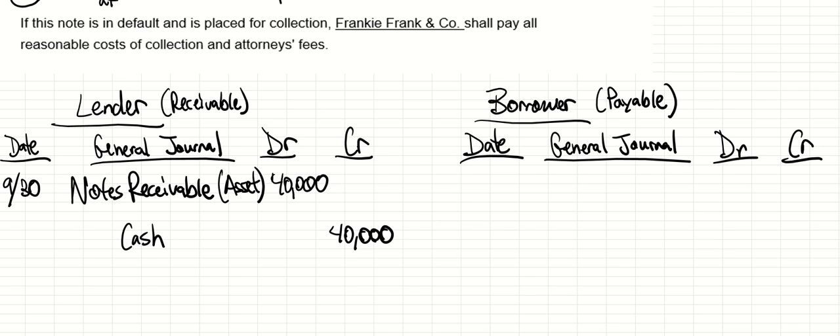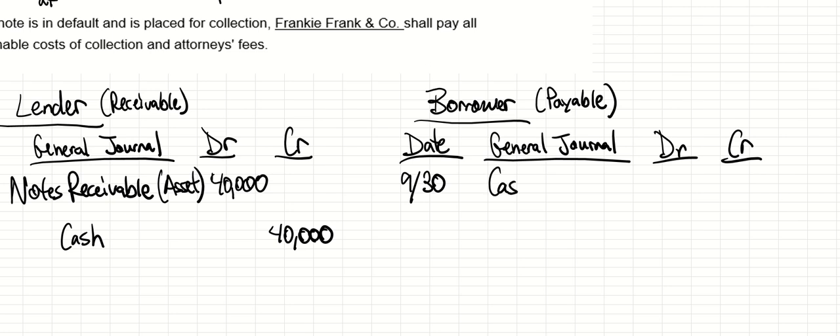On the borrower side, on that same date, the borrower will receive the cash from the lender, so cash is going to be debited for $40,000. And the credit, since the borrower owes the money, meaning the borrower needs to pay it back to the lender, is going to go to notes payable for that same amount.